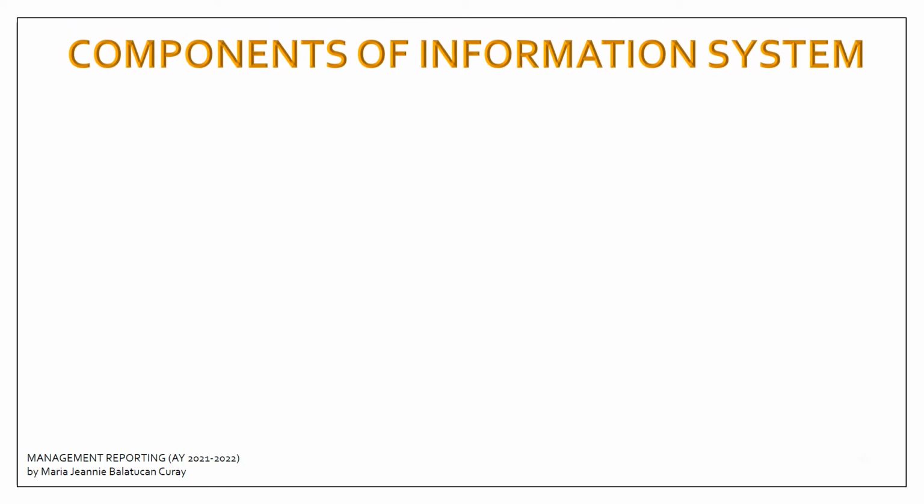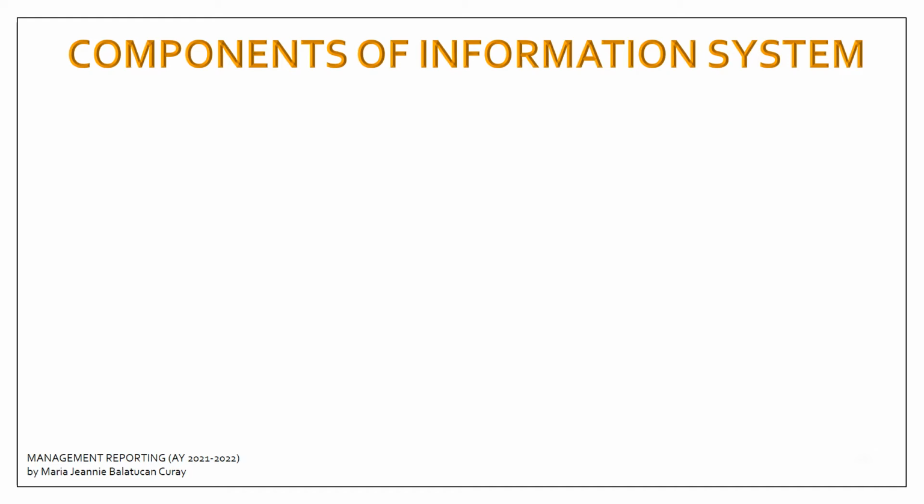Now we're going to discuss components of information system. But before that, what do you think of information system? Some thought of it as something to do with databases or spreadsheets. Others thought of it as computers or e-commerce. Yes, they are all right, at least in part, but information systems are made up of different components that work together to provide value to an organization.